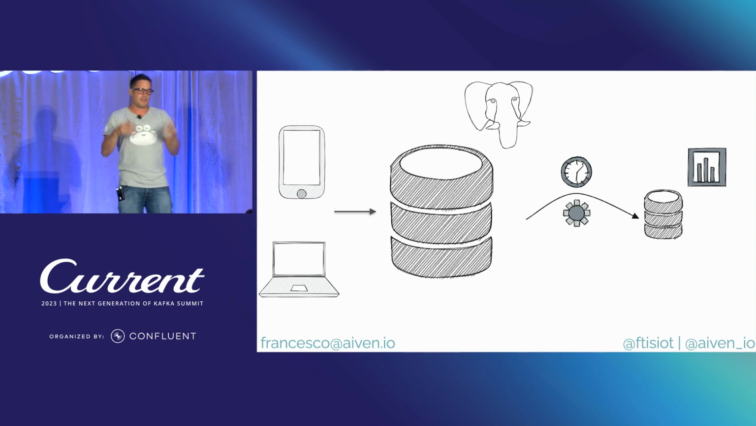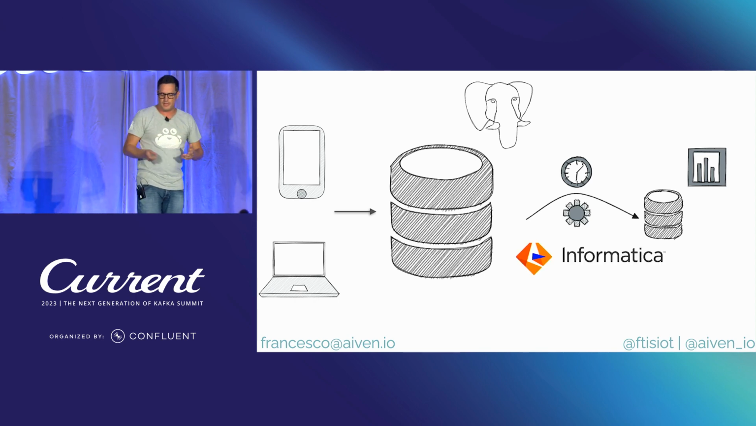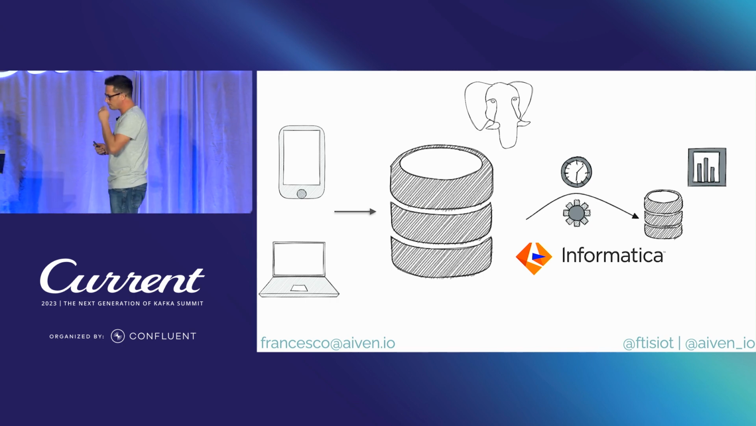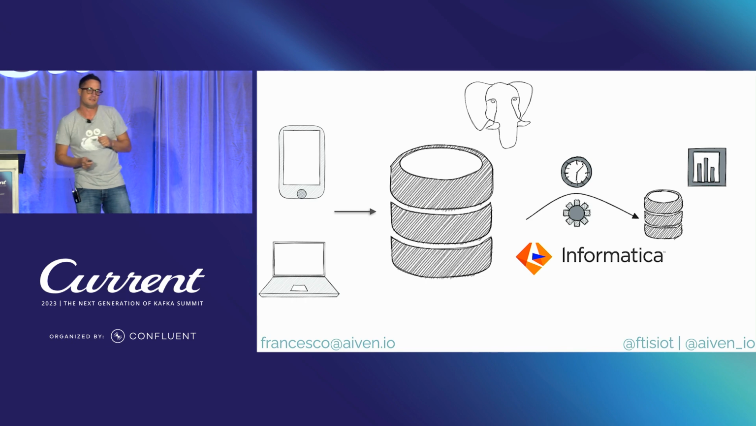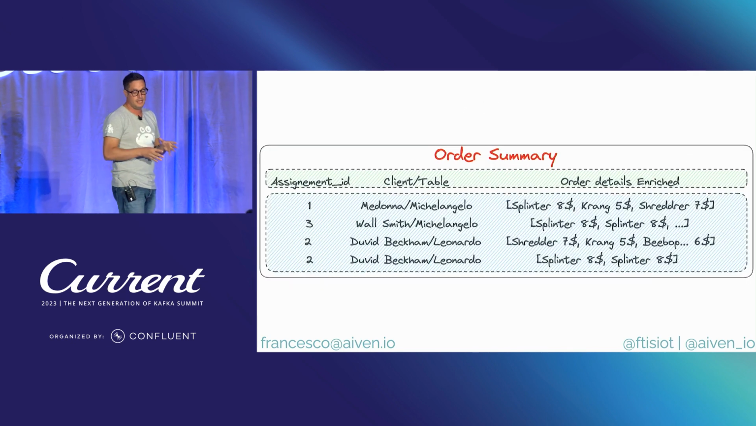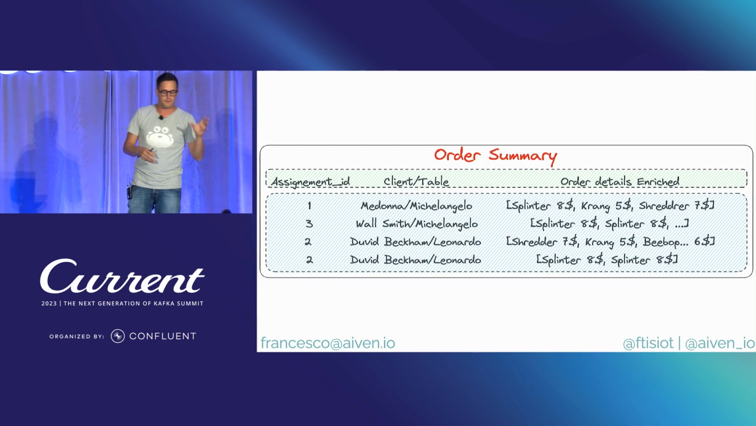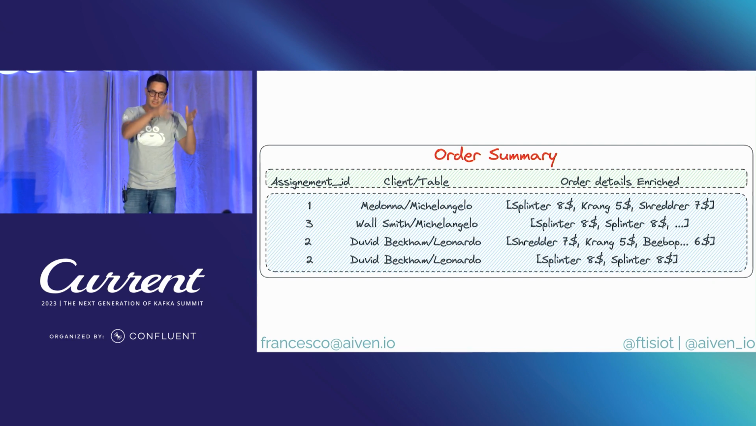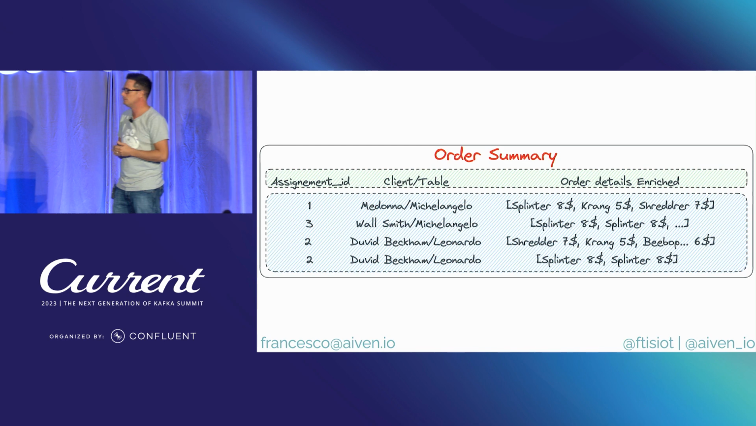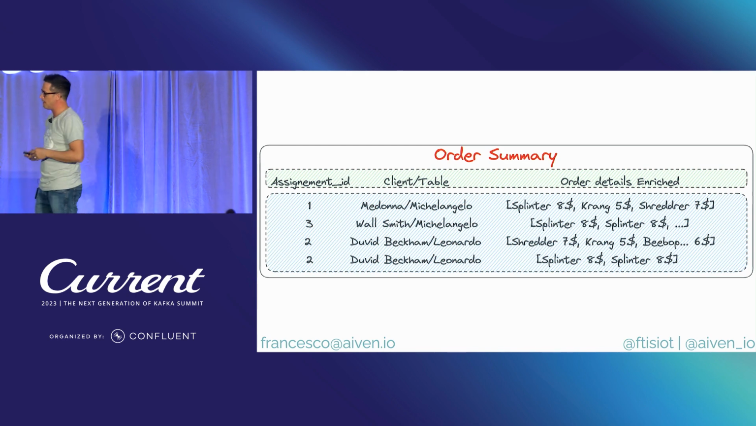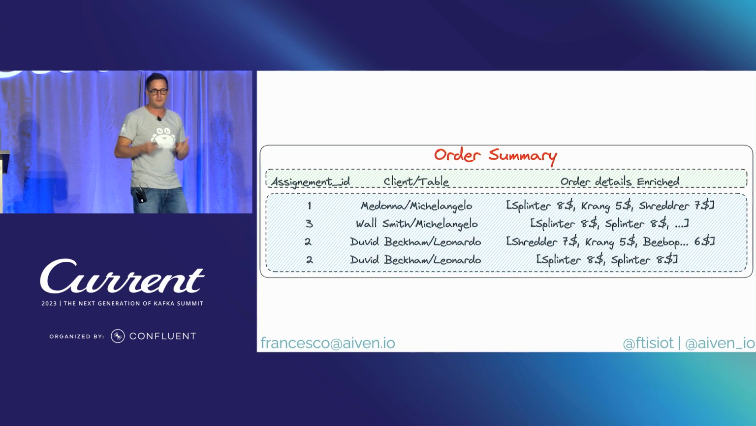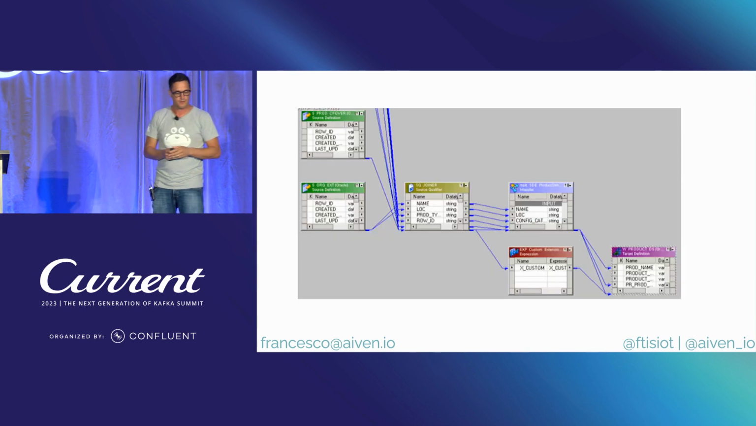They could use a variety of tools. For the sake of the argument, they took Informatica. It's an ETL tool that allows you to create data pipelines between systems. What's the output of that data pipeline? The output is an order summary, where we have the client and table information together with, within that order, the list of pizza names and amount that someone has to pay. So the pizza makers know which pizza to make, and the billing person knows how much to charge.